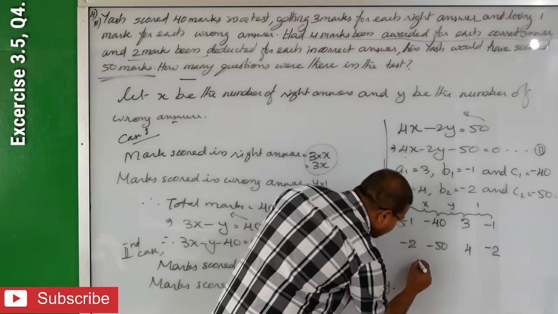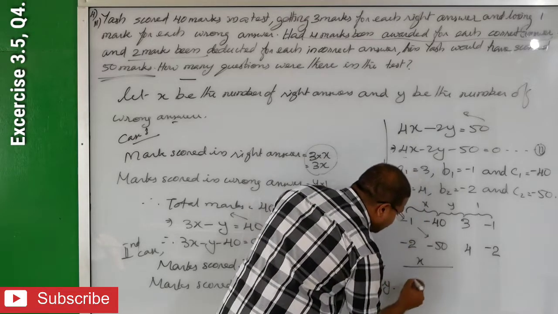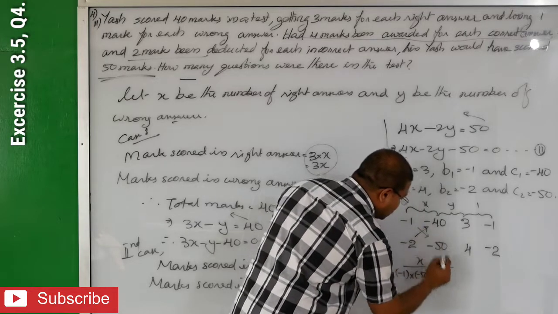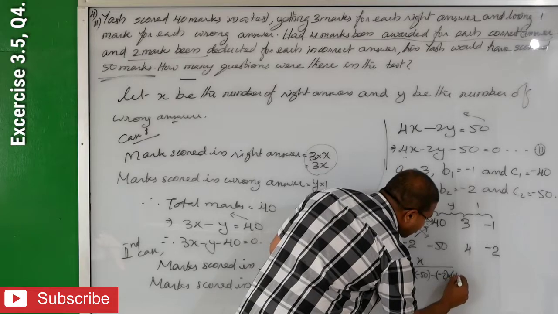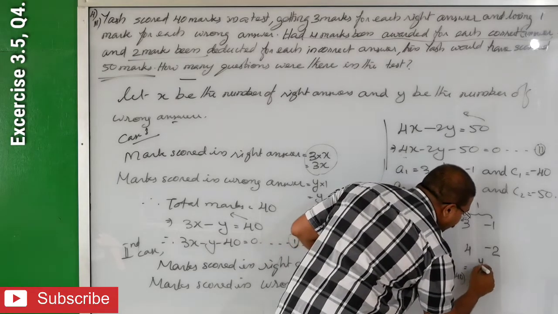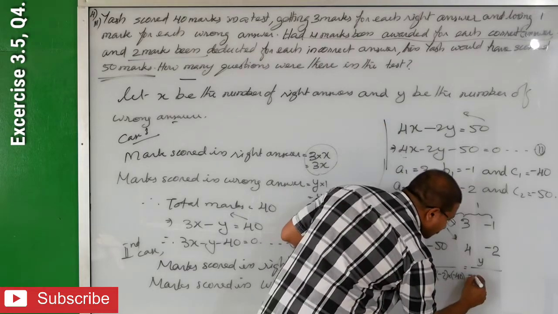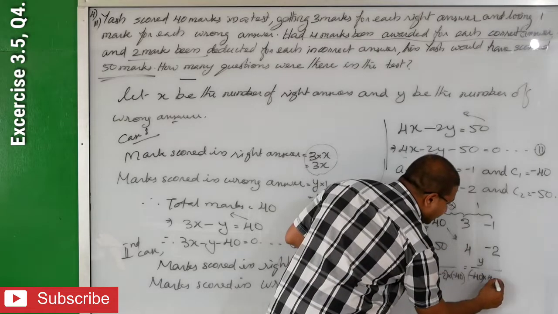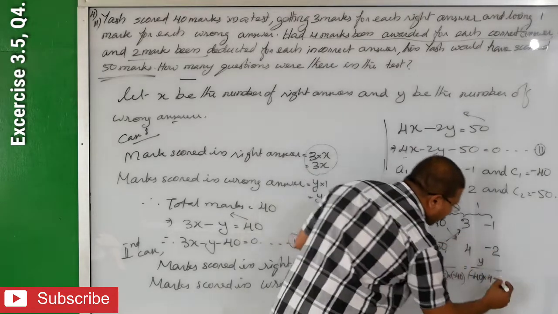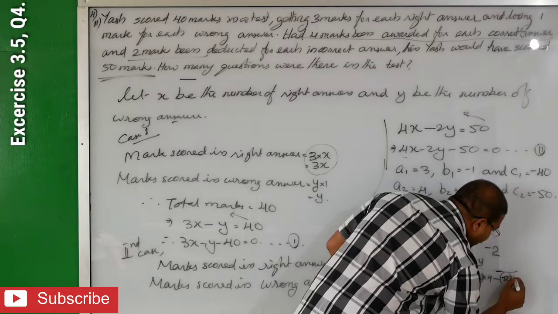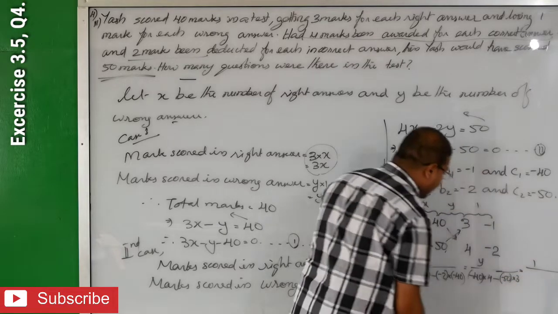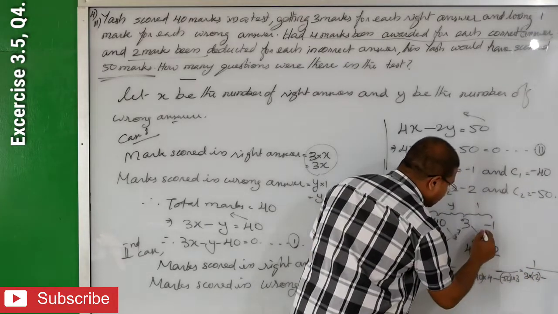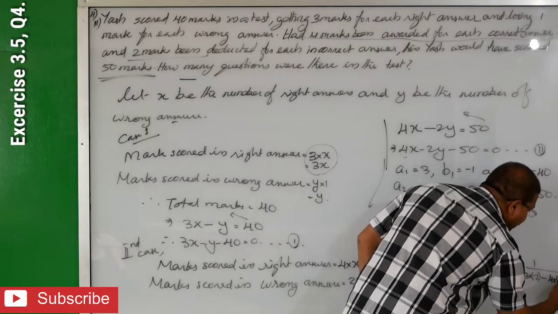That means what you will write? x divided by these 2. That means minus 1 into minus 50 minus this 2. What is that? Minus 2 into minus 40 equals y divided by this 2. What is that? Minus 40 into 4, minus this 2. What is that? Minus 50 into 3 equals 1 divided by this 2. What is that? 3 into minus 2 minus this 2. What is that? 4 into minus 1.